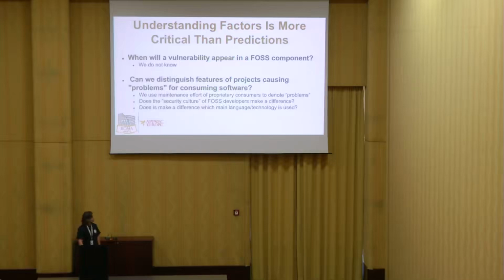So the question here is, can we take the sample of the projects that the company is using, and can we distinguish some specific characteristics of these projects that will help to estimate the problems in the security maintenance for these proprietary consumers? And here we use the direct maintenance effort as the notion of problems that we want to predict or estimate. And here we try to answer different questions.